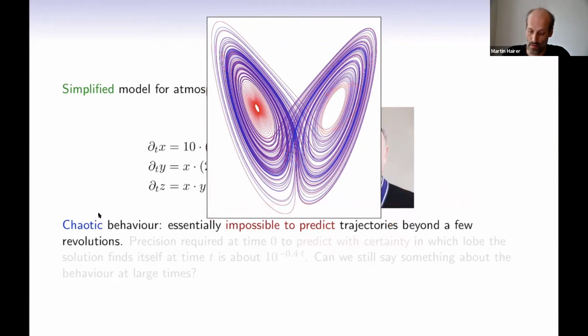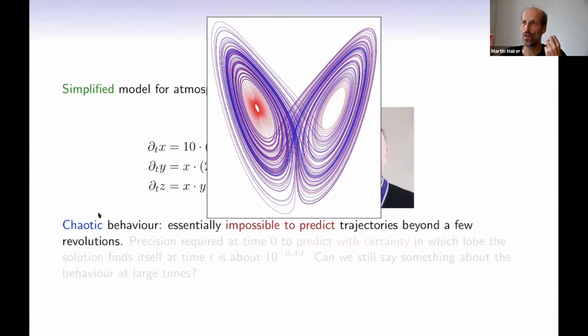And what you see is as a function of time, you get a trajectory. And what it does is it sort of spirals around. You see there are two fixed points here. It spirals around these points and then occasionally switches over and then spirals around the other point, and it switches over again and so on.